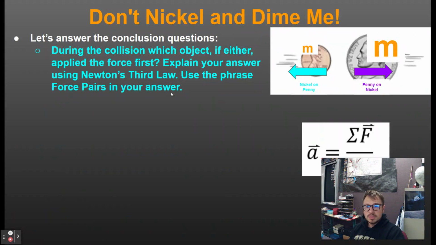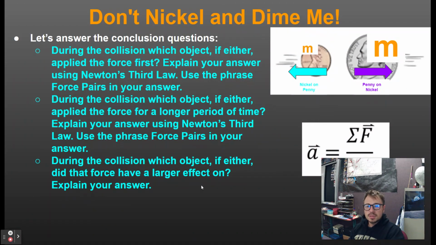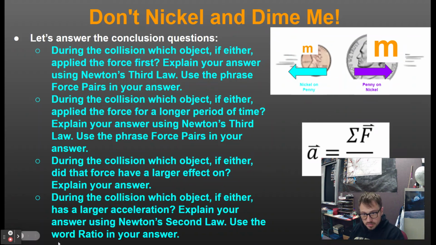During the collision, which object applied the force first? Well, it's going to be the same. The nickel and the dime apply the force at the same time. During the collision, which object applied the force for a longer period of time? They're going to be the same. During the collision, which object did that force have a larger effect on? The forces are opposite and equal. They're applied for the same amount of time. They start at the same time and end at the same time. But it's going to have a larger effect on the dime, that smaller coin, because it has a smaller mass.